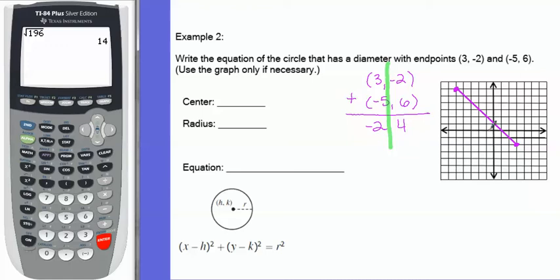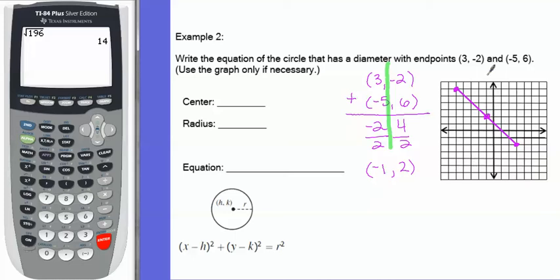Now, -2, 4 is up here. That's not on my line, so I know that that can't be right. I'm going to divide by 2 because I'm looking for the middle. And so that would be the middle of this, -1, 2.